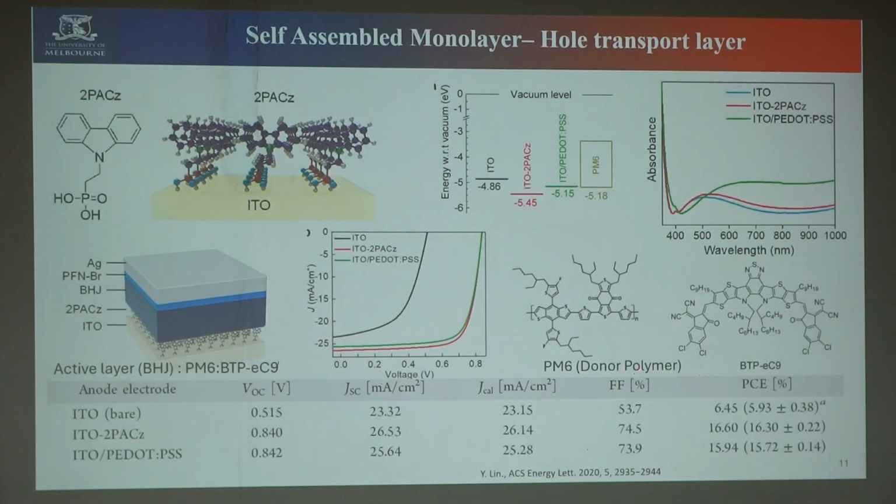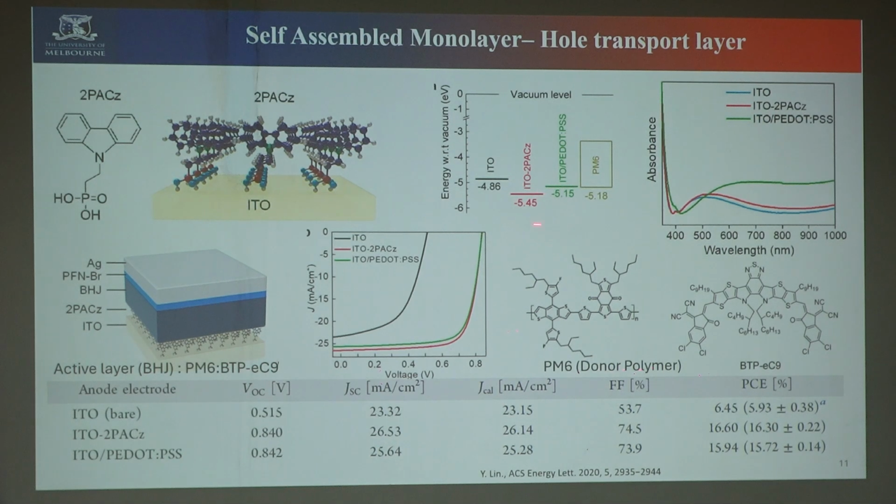So far I have talked about the inorganic one. I just give one example for an organic hole transport layer. Carbazole is one of the good organic hole transport layers. This one will coat on the ITO, because this phosphonic acid can have good binding on the ITO layer. The OH group binds on the ITO and makes a very well-formed nano layer. When you have this nano layer, it has a very good HOMO level adjustment.